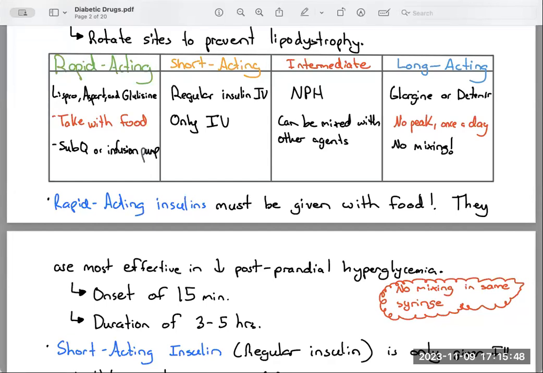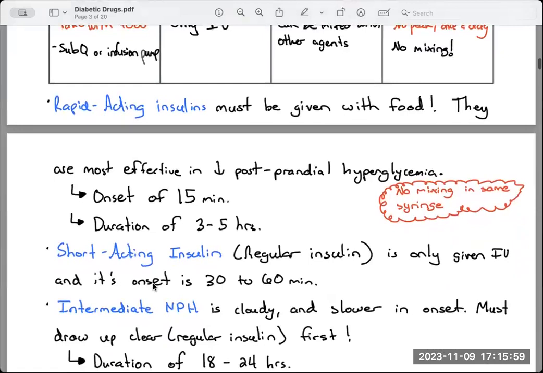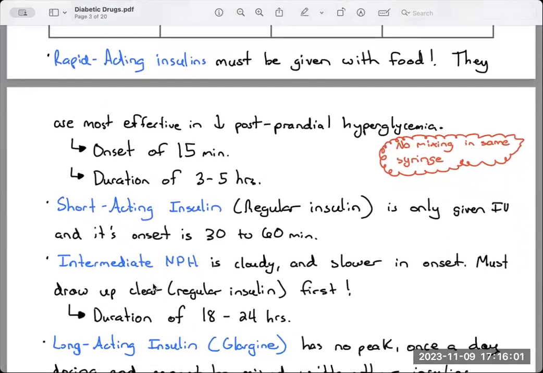So those are the major differences between all of the insulins, and some of the things that I think you will be tested on, or the things that I've been tested on in the past. That's why I'm emphasizing them. And this is just going into more or less how quickly it works. So, like I said, it takes so quick, like 15 minutes for these rapid actings like Lispro, Aspart, that it must be given with food.